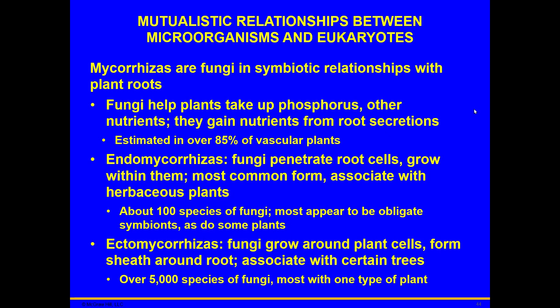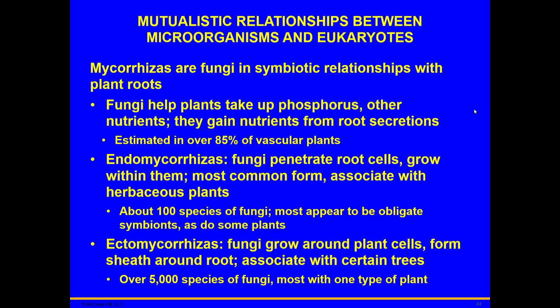There are two major types of mycorrhiza. Endomycorrhiza, the fungi penetrate the root cells and grow within them. The most common form associated with herbaceous plants. What I'm talking about are plants that you could be talking about grasses, you could be talking about clover, you could be talking about tomato plants, you could be talking about trees, etc. Okay? About 100 species of fungi have been found. Most appear to be obligate symbionts, as do some plants. So in other words, they've got to be there.